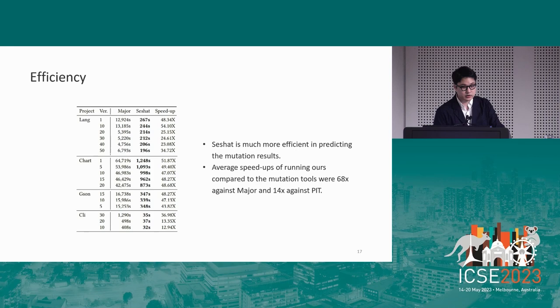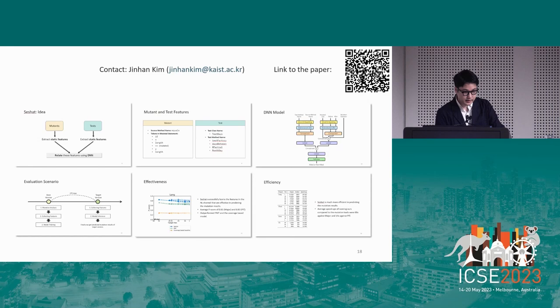So we want to see the speed ups and the execution times of our technique compared to the traditional mutation techniques like Major and PIT. And the result showed that our technique was about 68 times faster than Major and about 14 times faster than PIT. And yeah, that's it for my presentation. I think I may have missed many details, so please refer to the paper above. And yeah, thank you for listening.